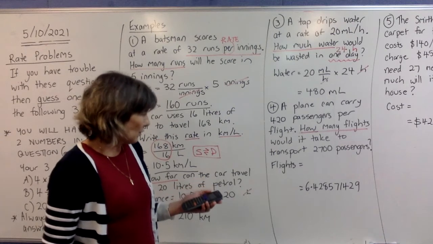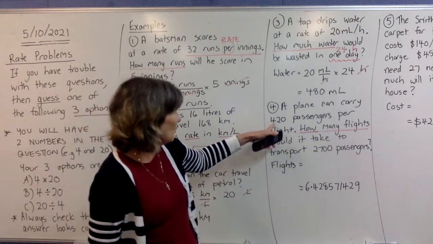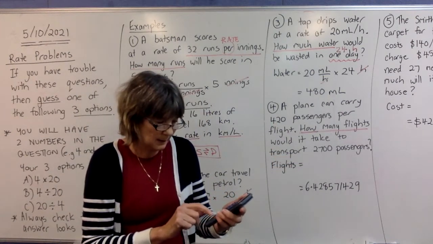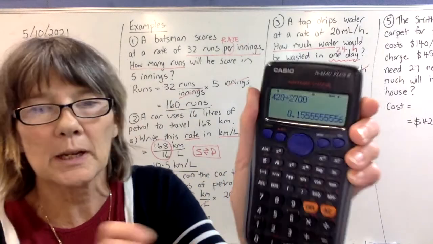All right, so we're going to have a look at what happens with this, and let's see what we get. Let's see we do 420 divided by 2,700. And let's see what we get. Okay, so let's just say I do that. Press equals.